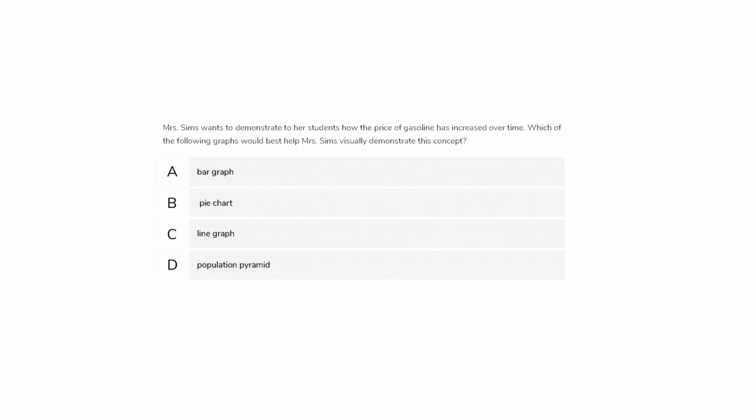Now for the questions. Remember I told you that you're going to have to analyze a chart, graph, or a map? Let's look how that's reflected in a question. Ms. Sims wants to demonstrate to her students how the price of gasoline has increased over time. Which of the following graphs would best help Ms. Sims demonstrate this concept visually? A bar graph, a pie chart, a line graph, a population pyramid? Since the goal is to see change over time, this choice, a line graph, is our best option.